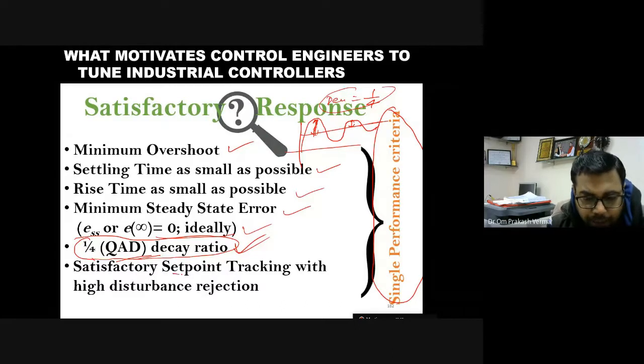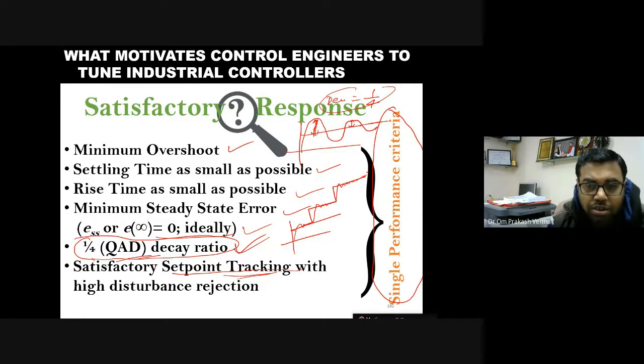Then satisfactory set point tracking. What is set point tracking? Set point tracking means whatever target you provide, when you change it, the response will change accordingly and track your set point as per the changing desired value. The set point tracking should be there. At the same time, the disturbance rejection criteria must be obeyed by the response. Disturbance rejection should be there along with set point tracking, right?